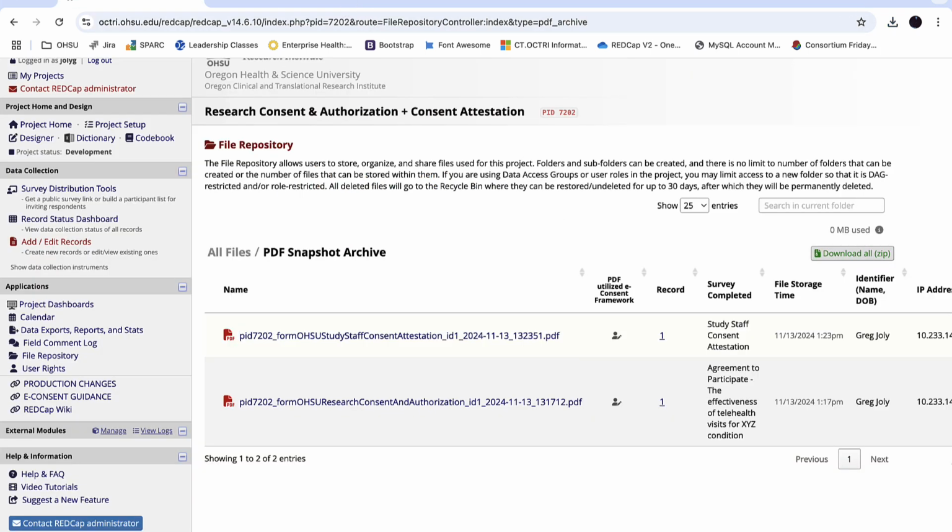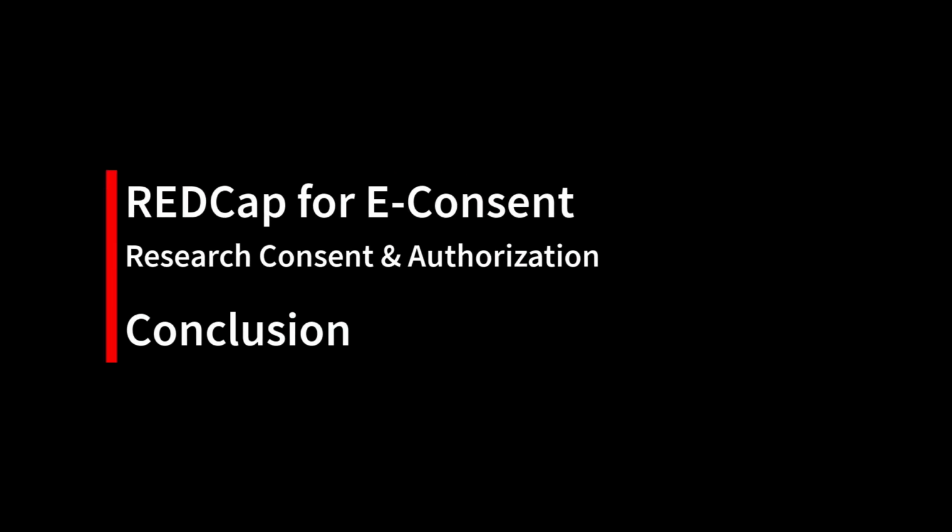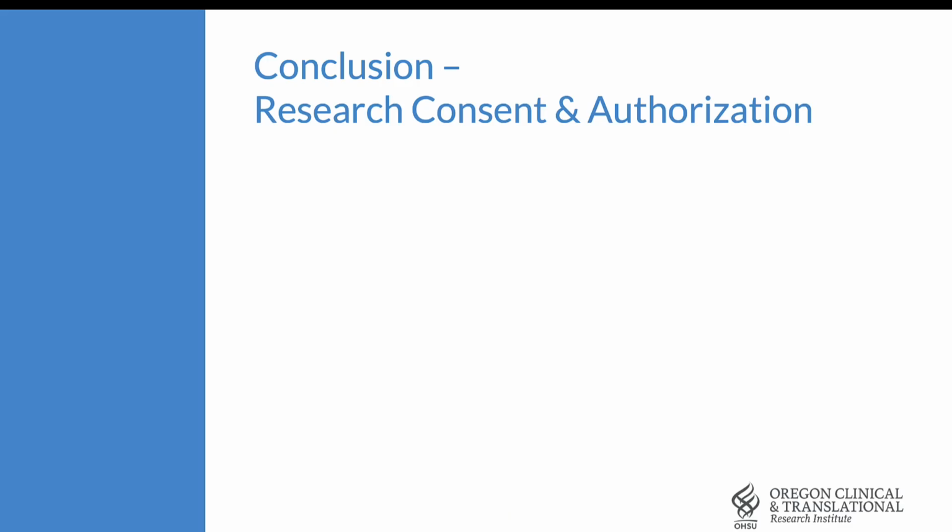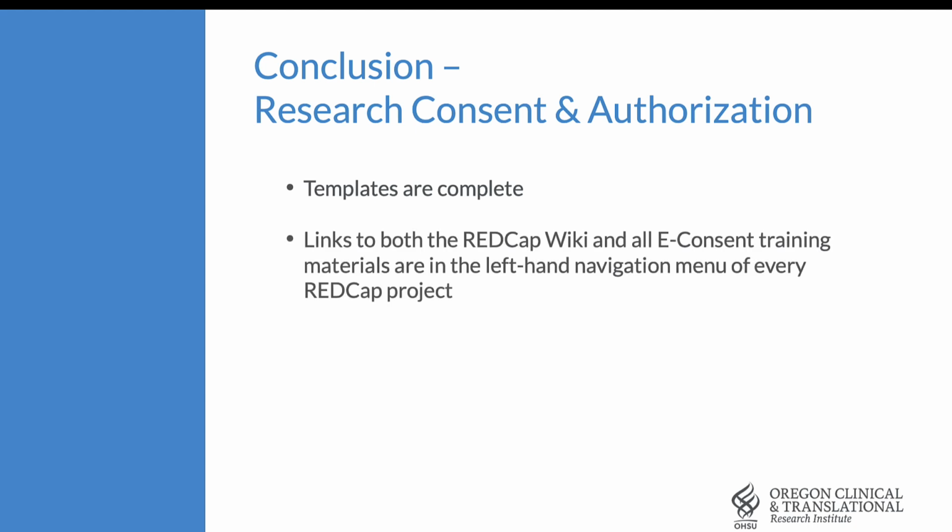So we've confirmed that our eConsent framework and PDF snapshot settings are working properly, as we have captured both the participant's name and dates in the footers of our PDFs as required by the IRB. In conclusion, we've completed all the steps related to filling out both the research consent and authorization template and study staff consent attestation template. Links to both the REDCap wiki and all eConsent training material are in the left-hand navigation menu of every REDCap project.